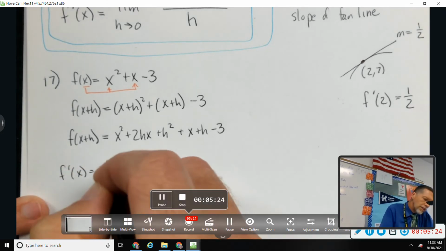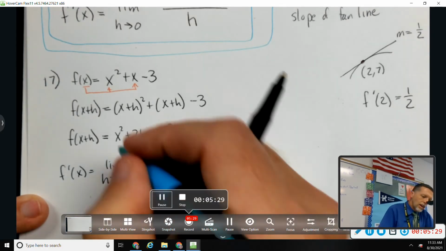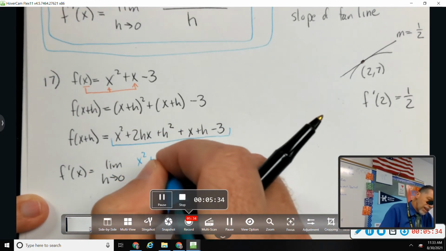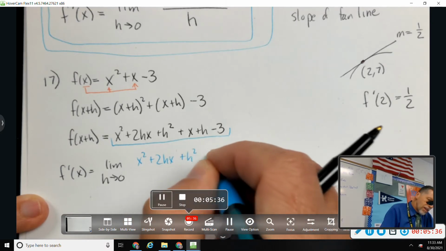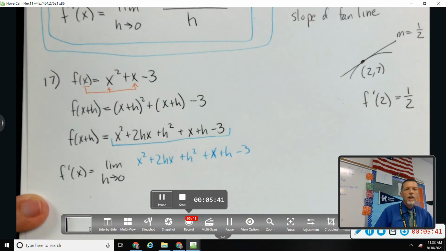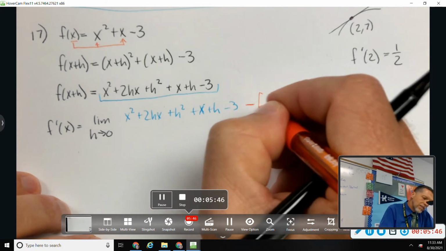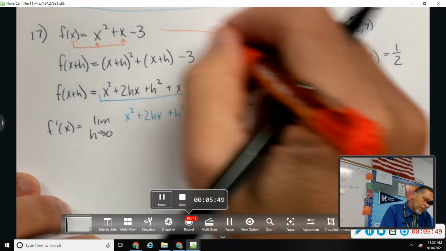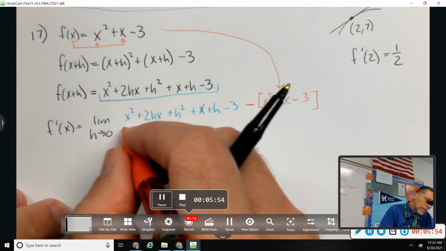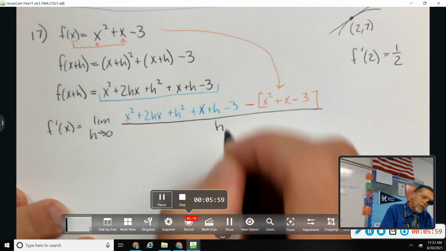And the derivative is equal to the limit as h approaches 0. And now I've got to plug in all of that for f of x plus h, minus f of x, which is x squared plus x minus 3, all over h.